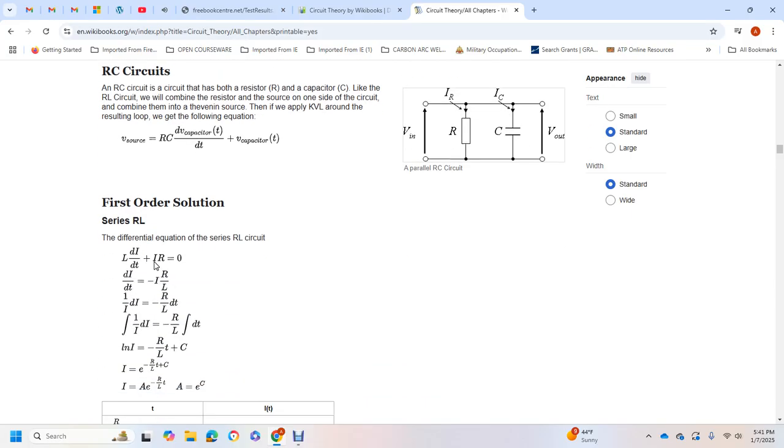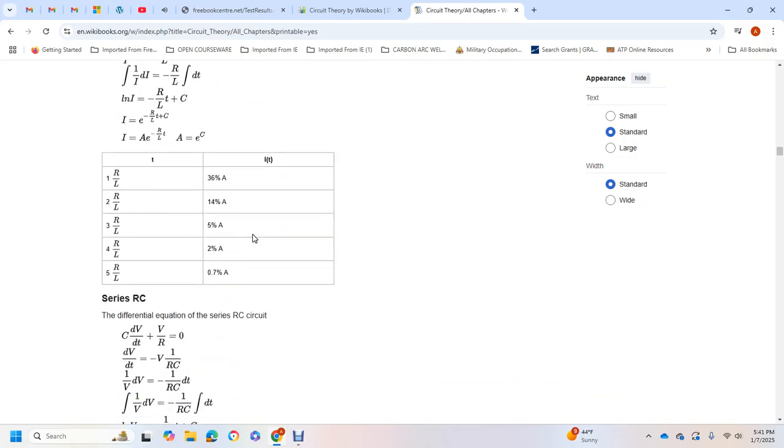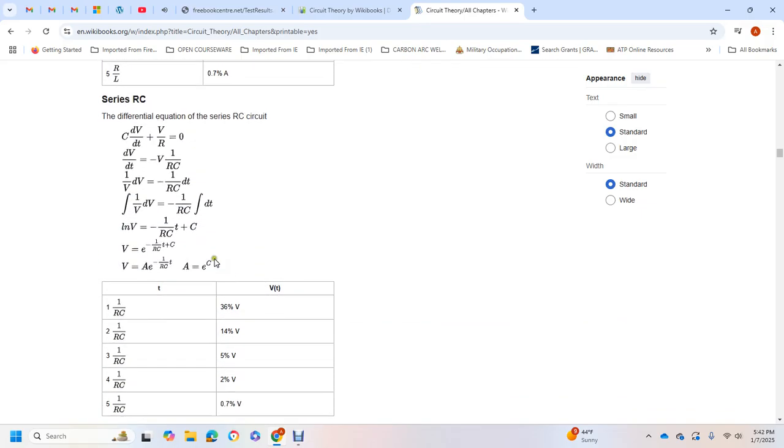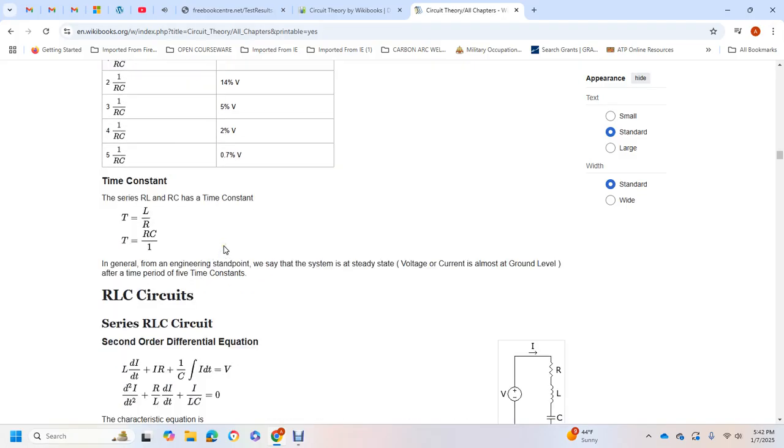This is a first-order differential equation, as is the series RL circuit equation. Both are first-order differential equations of series circuits. The time constant for the series RL circuit is tau equal to L over R. The time constant for the series RC circuit is tau equal to R times C.